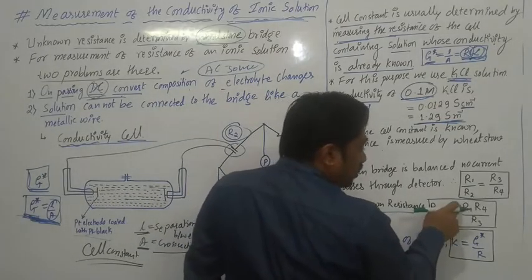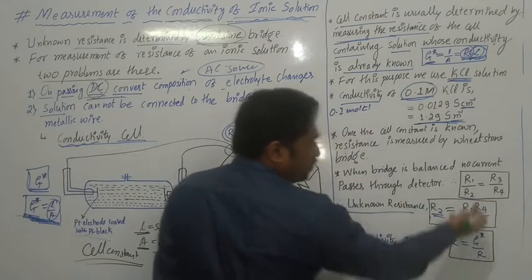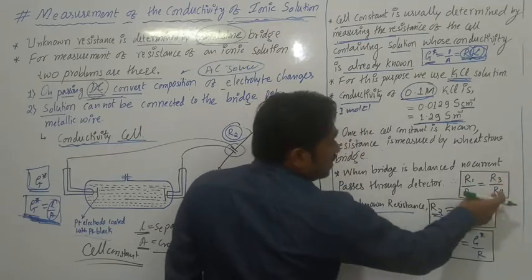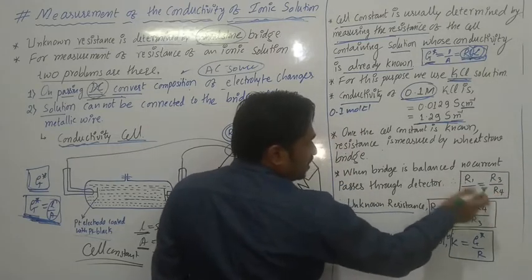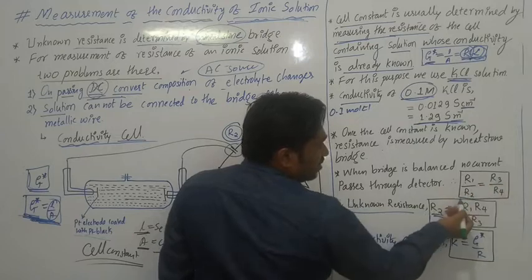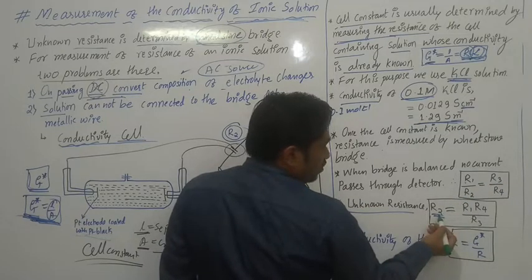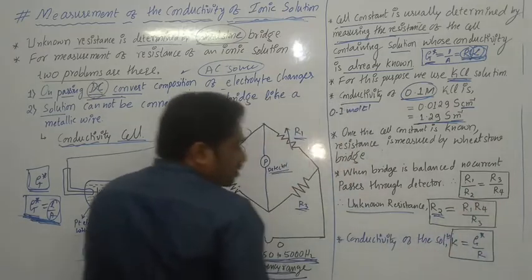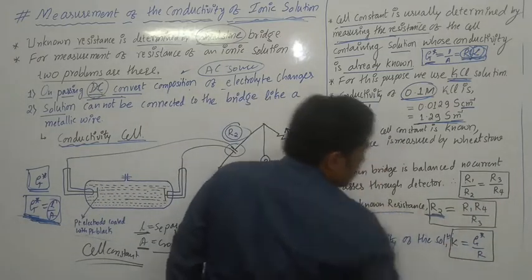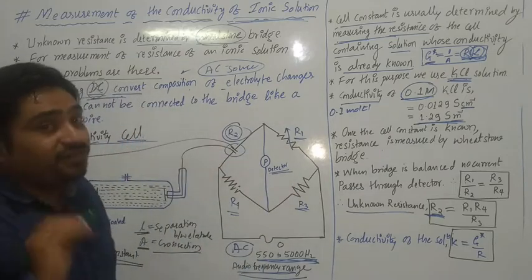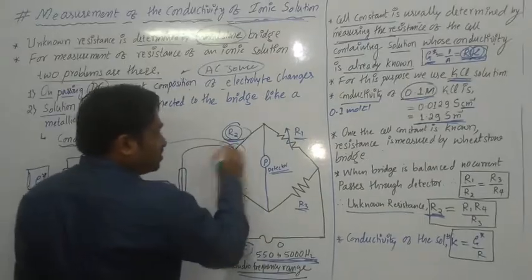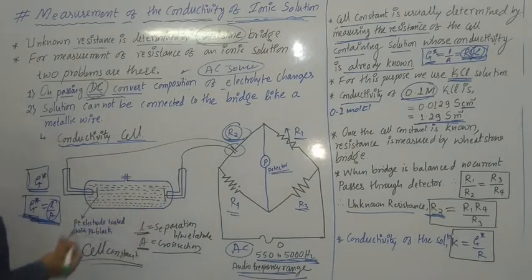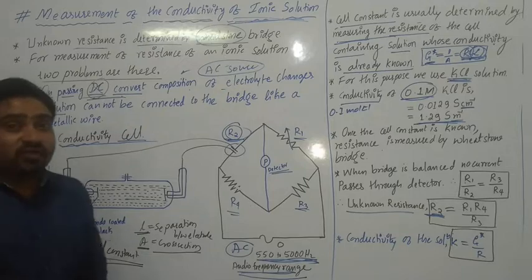This R2 is equal to R1 R4 divided by R3. By rearranging this equation, R2 goes to this side, R1 into R4 comes here, then R3 comes to the denominator. So R2 is equal to R1 R4 divided by R3. So by this I can calculate the value of the unknown resistance. The unknown resistance is nothing but the resistance of my electrolyte solution.